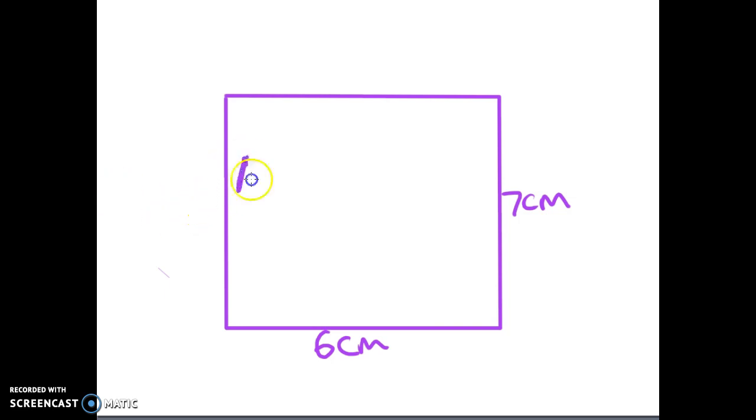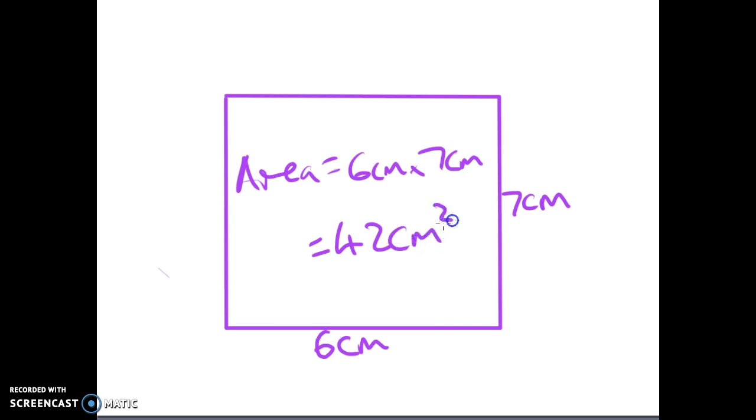So the area here is 6 centimeters times by 7 centimeters. 6 times 7 is 42. Centimeters times centimeters is centimeters squared. You'll always have a squared whenever you've got area units. Don't forget to include that squared.